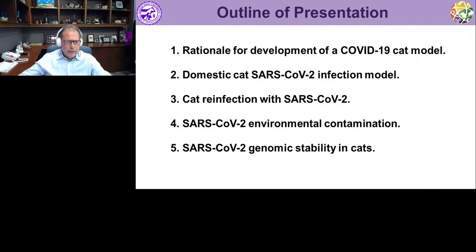In the next 40 minutes, this is the outline of my presentation. Why do we have a cat model for COVID-19? What are the results of a primary infection of these animals? What are the results if we reinfect these animals after 3 weeks with SARS-CoV-2? And then at the end, I want to discuss what the environmental contamination issues are in an infected cat environment, and whether SARS-CoV-2 is genetically stable in cats.